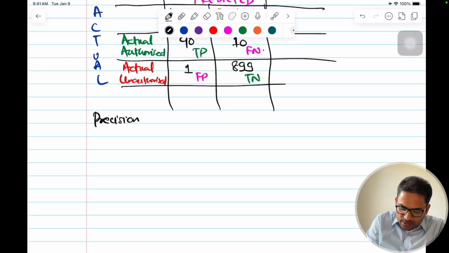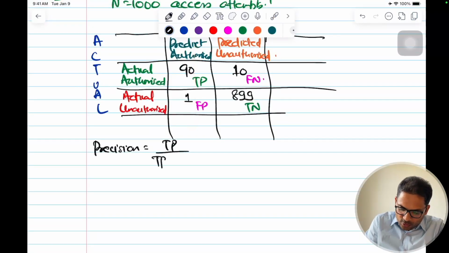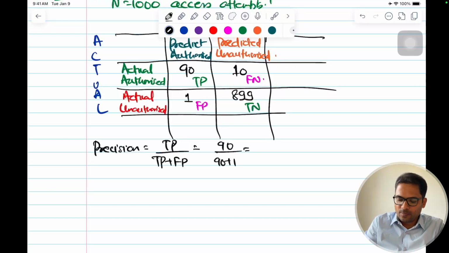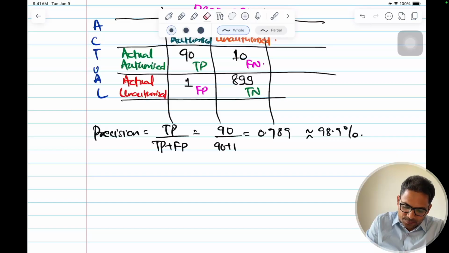My precision is true positive on this line: true positive by true positive plus false positive. This is equal to 90 by 90 plus 1. This will be very high. This is equal to 0.989, approximately 98.9% precision. Very good. The system is very exact.